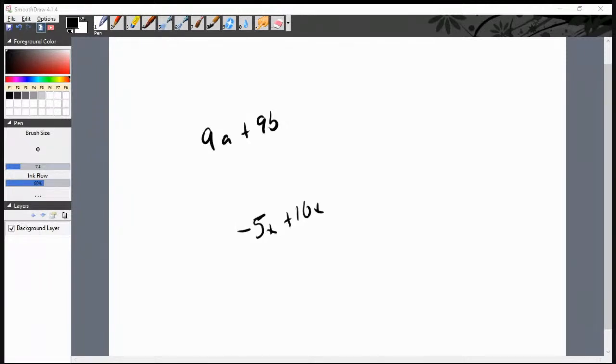Are they like or unlike? Negative 5x. Do they have the same variable? Yeah, they're like. Right? They have the same variables. I'm trying to draw on the wrong screen. Man, I am a genius, let me tell you. Same variables, right? So they're like, don't worry about the negative or positive. This means nothing.